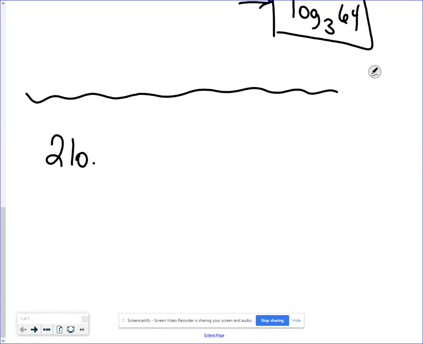2 log base 3 of 8 plus log base 3 of 2. And the direction says to rewrite it as a single logarithm. So my final answer needs to be just log base 3 of something. All right, so what are we doing here? We're adding 2 logarithms. But if you notice, that first logarithm has a 2 in front of it. So you can't add these 2 logarithms together yet until we get rid of that 2.